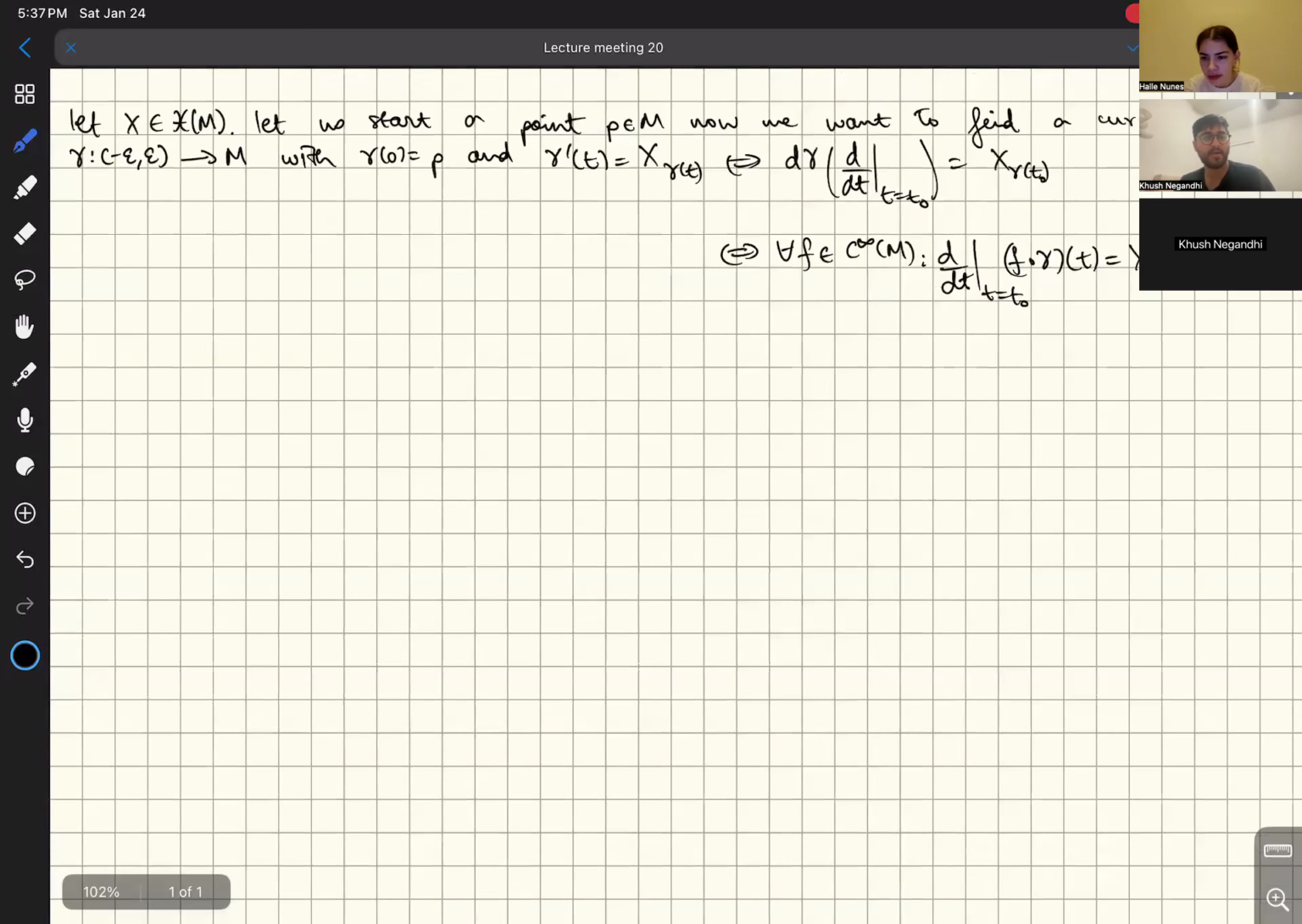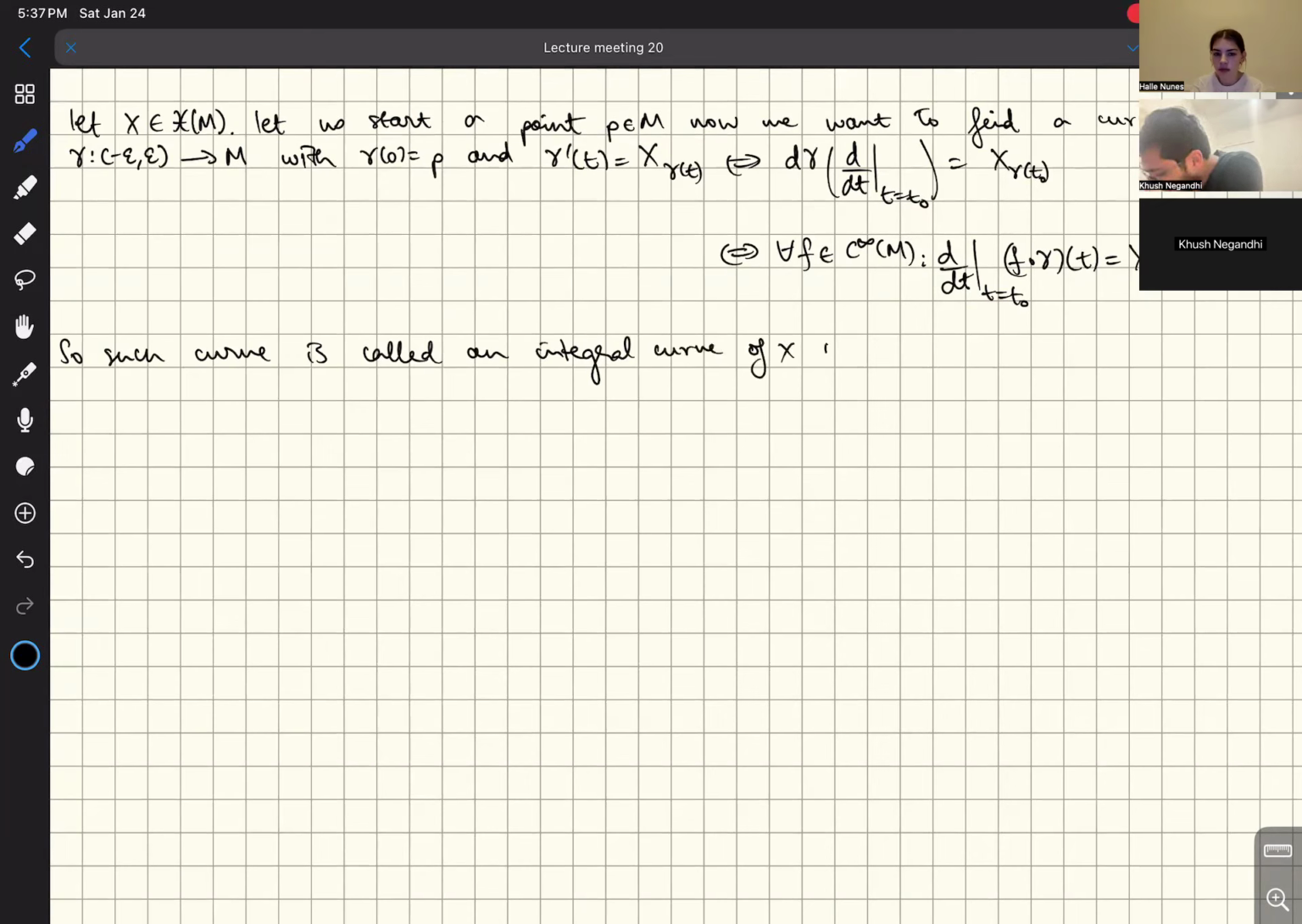And if such a curve exists, we'll say that this is an integral curve through the point P. The reason for that is because we're sort of integrating the vector field. So such a curve is called an integral curve of X through P.